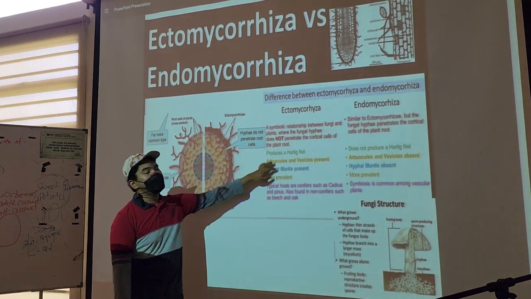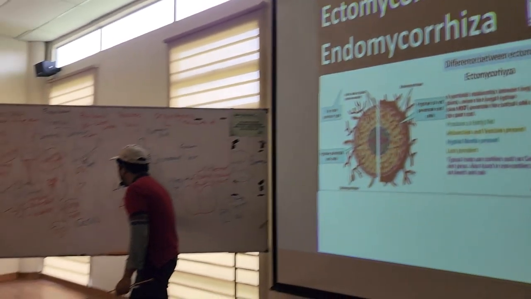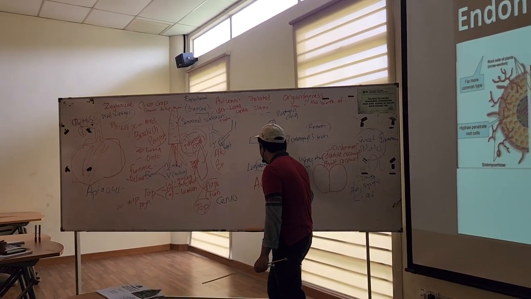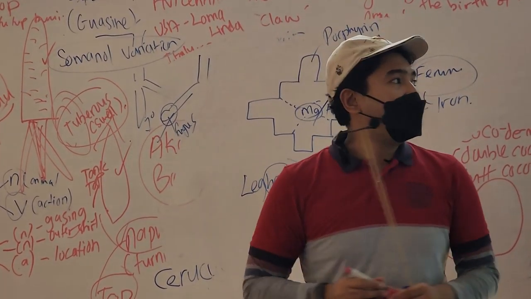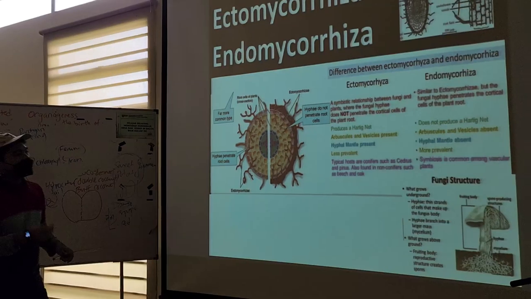Arbuscule, from the word arbor. Arbor means tree. Why? It looks like the branch of a tree. So you've got the branching, right? That's why.